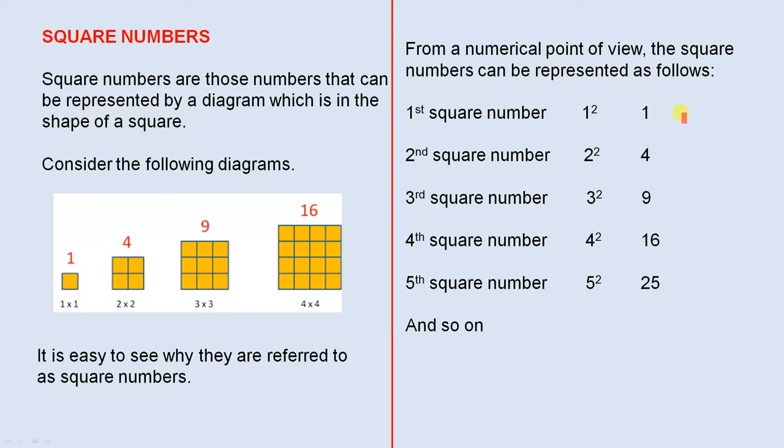The first square number is 1 squared, which is 1. The second square number is 2 squared, which is 4. The third square number is 3 squared, which is 9. The fourth square number is 4 squared, which is 16. And the fifth square number is 5 squared, which is 25, and so on.